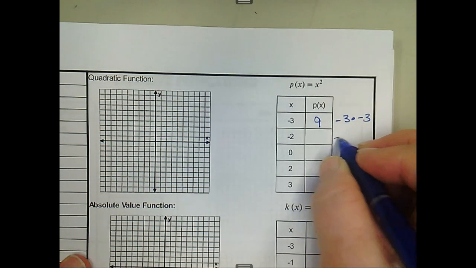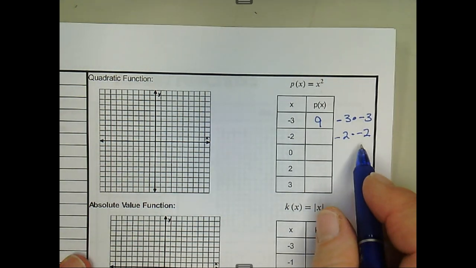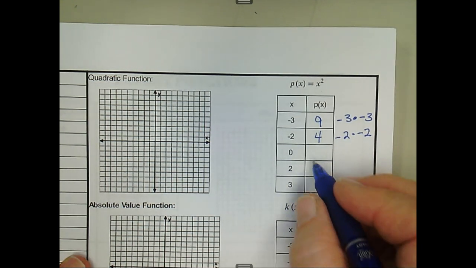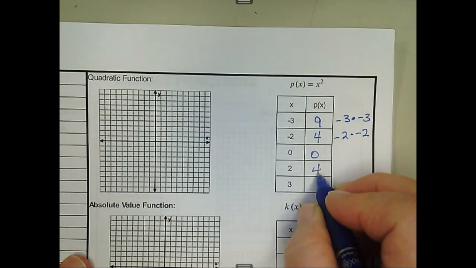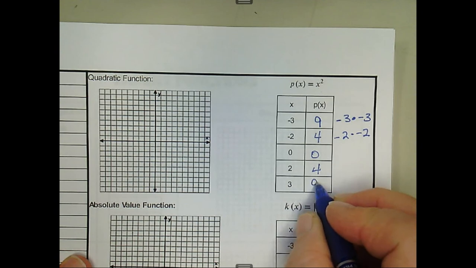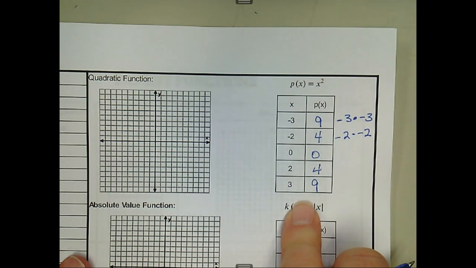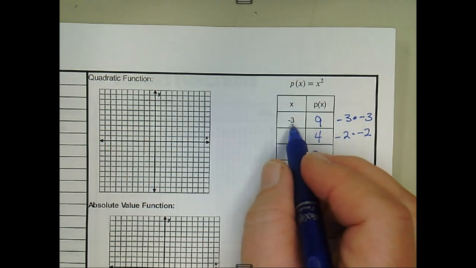-2 times -2. Negative times negative is a positive. 2 times 2 is 4. 0 times anything is 0. 2 times 2 is 4. 3 times 3 is 9. As you can see, it gets really big, really fast. -3, 9.